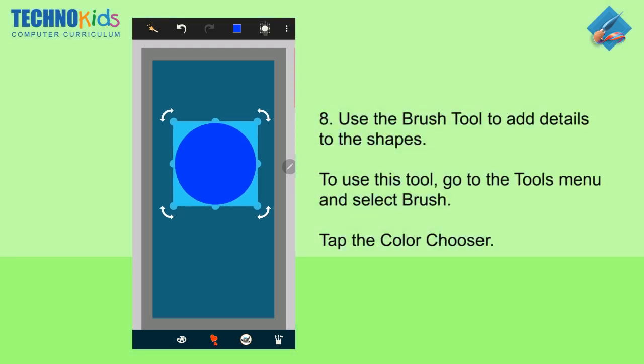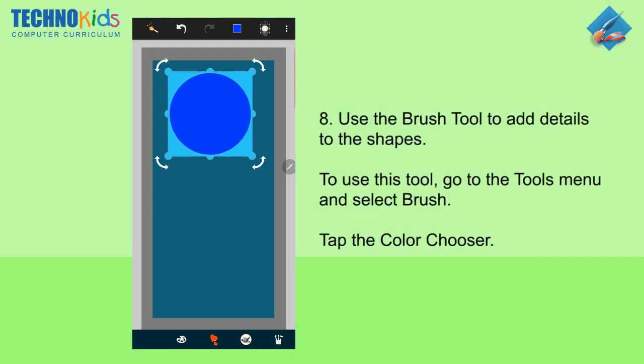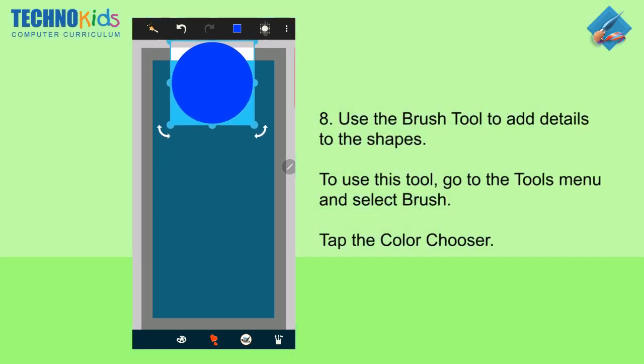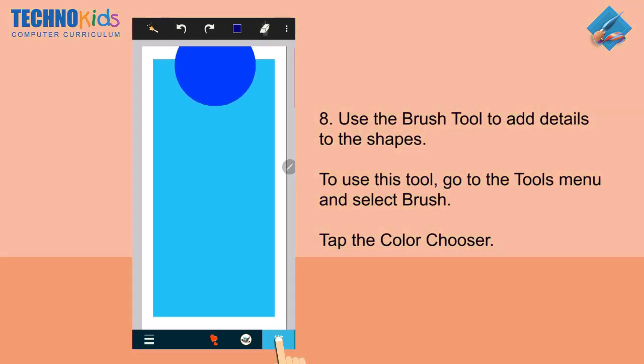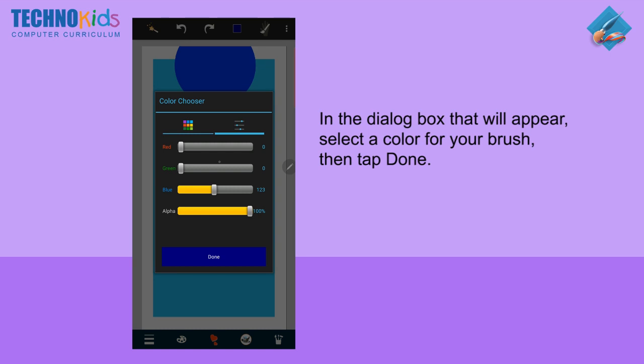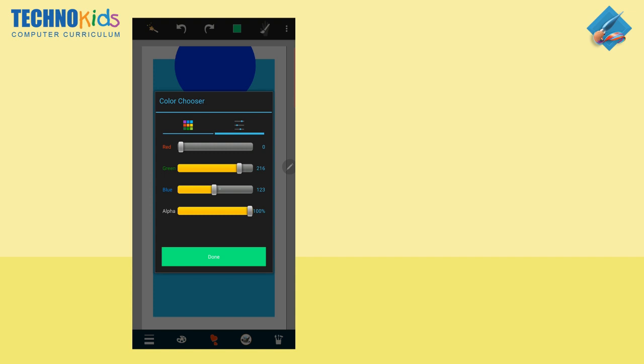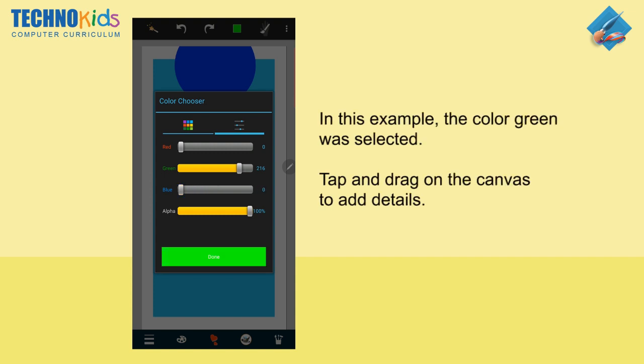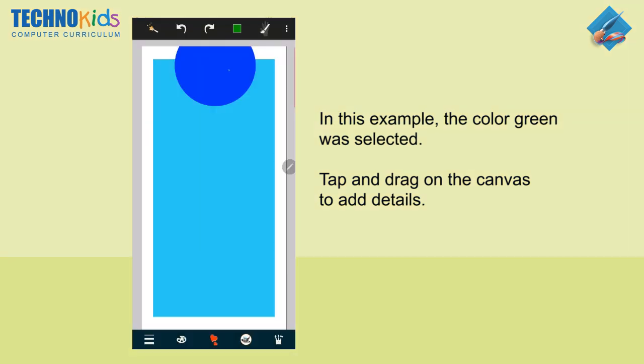Number 8. Use the brush tool to add details to the shapes. To use this tool, go to the Tools menu and select Brush. Tap the color chooser. In the dialog box that will appear, select a color for your brush. Then tap Done. In this example, the color green was selected. Tap and drag on the canvas to add details.